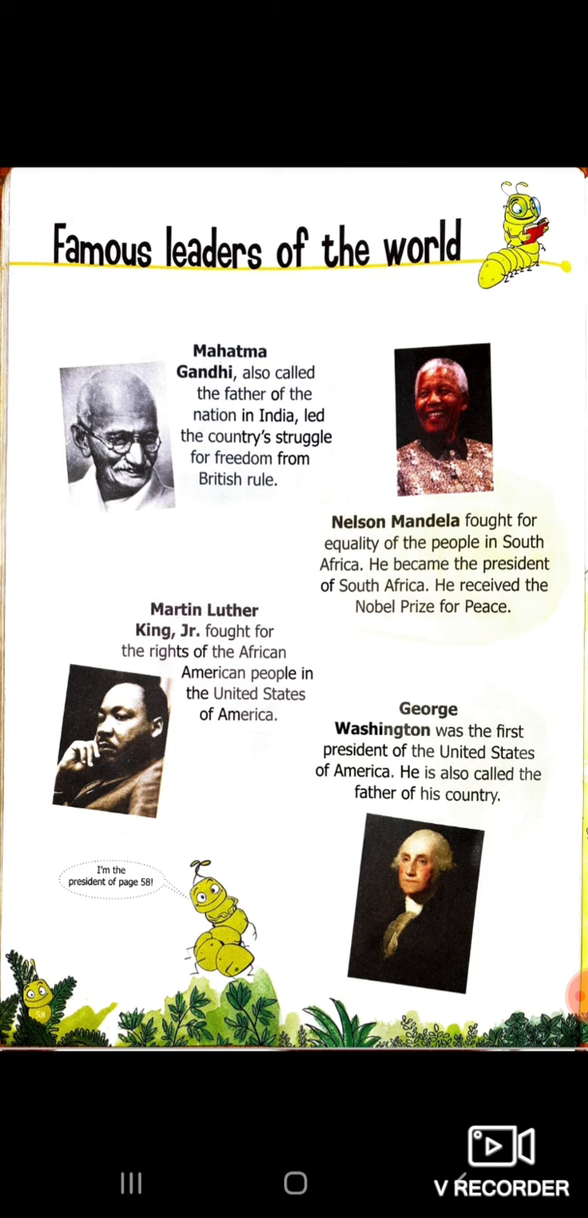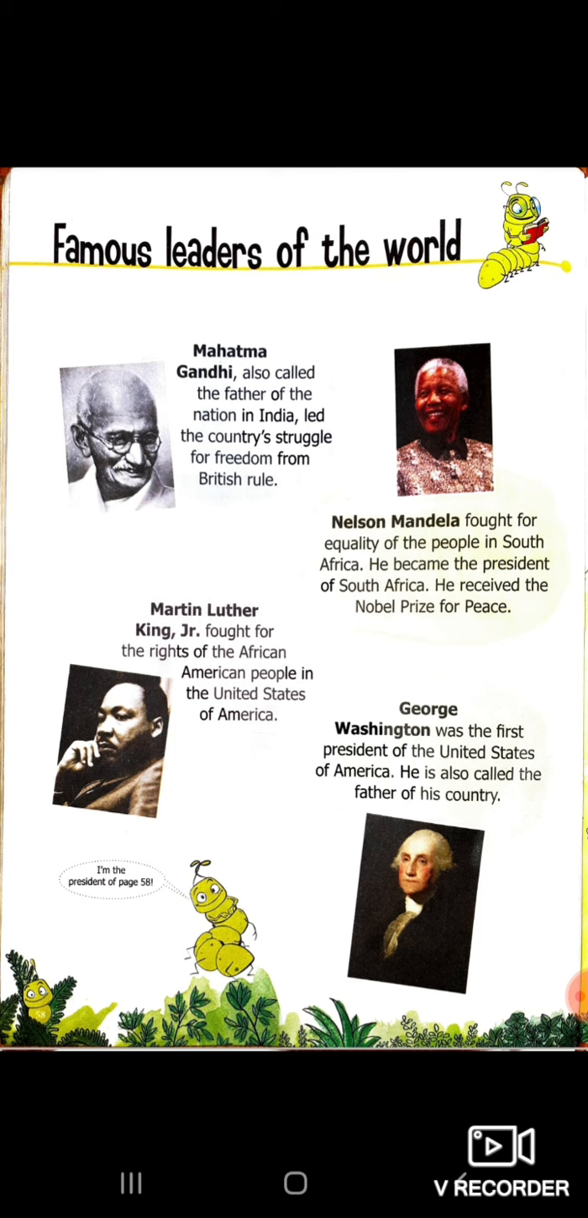So the first picture is of Mahatma Gandhi, also called the father of the nation in India, led the country's struggle for freedom from British rule. So children, you know very well that he is called father of nation, और हिंदी में हम इन्हें बापू भी कहते हैं. He is very famous. Why? Because he devoted his life for India's freedom from British rule. Yes, and you find his picture on Indian currency notes also. So remember his face.